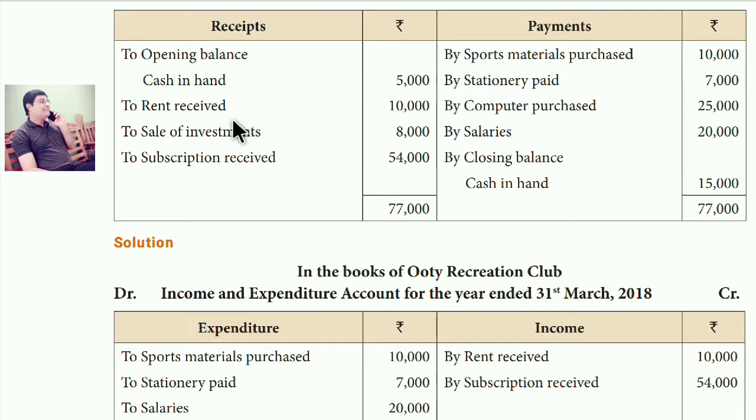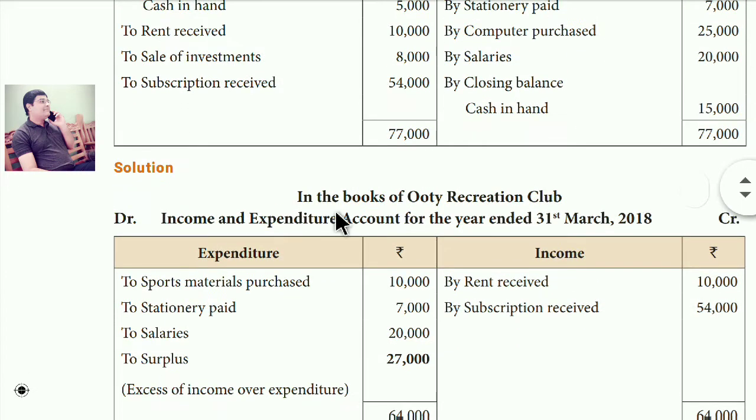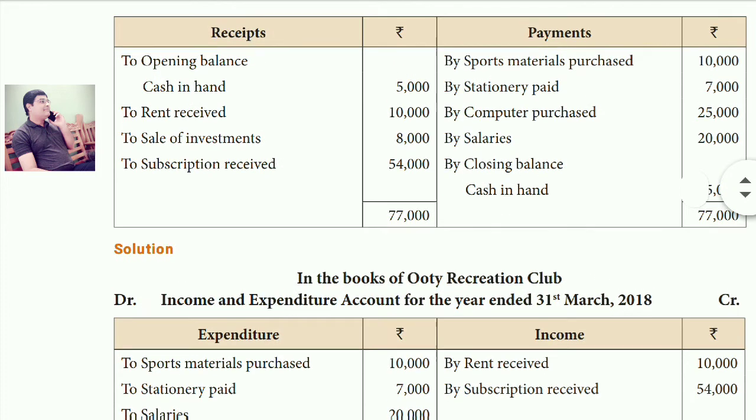Now see here, rent received. You have to write by rent received rupees 10,000. Then sale of investment. Investment is an asset, so no need to write in income and expenditure account. Subscription received. Subscription received is an income, so write by subscription received in the income side. Now this side is over, receipt side is over. Now come to the payment side.